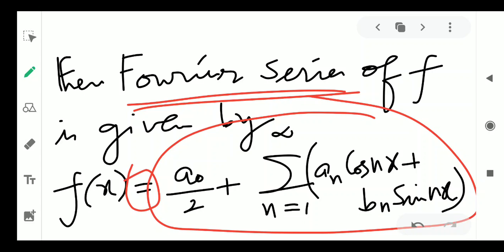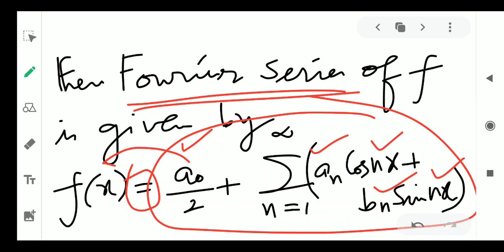F of x is equal to some coefficient a0 by 2, which is a constant corresponding to this f of x. Then an and bn are called Fourier coefficients. So let me read it out. F of x is equal to a0 by 2 plus sigma n equal to 1 to infinity of an cos nx plus bn sin nx. That's what we call the Fourier series of f of x. So it's a trigonometric series having cos and sine.